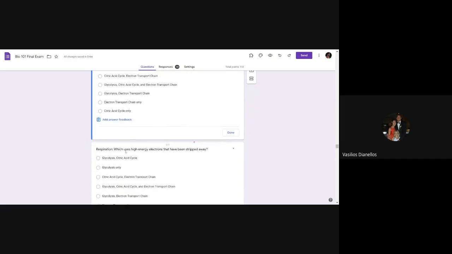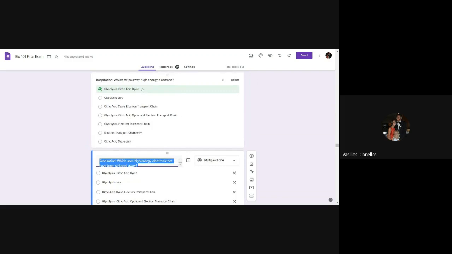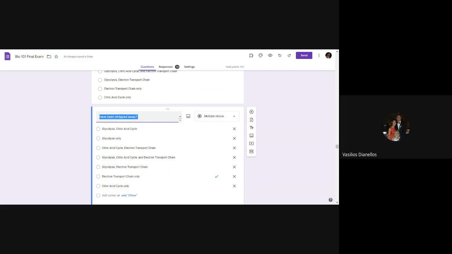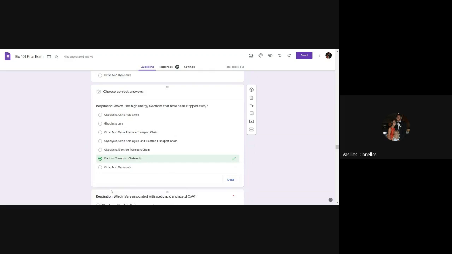Respiration, which uses high energy electrons? So that goes along with this, right? Which strips away the high energy electrons? Those two. Which uses those high energy electrons? Well, the only one left, which is electron transport chain. So I couldn't give you partial credit for that because that's just the answer.